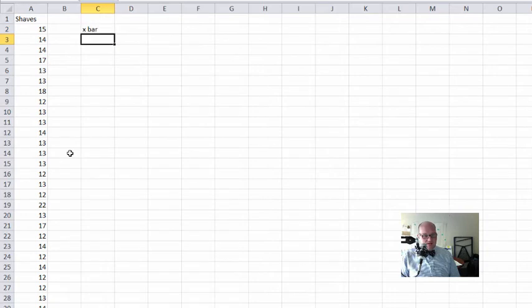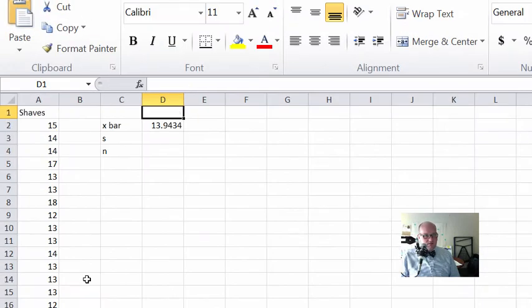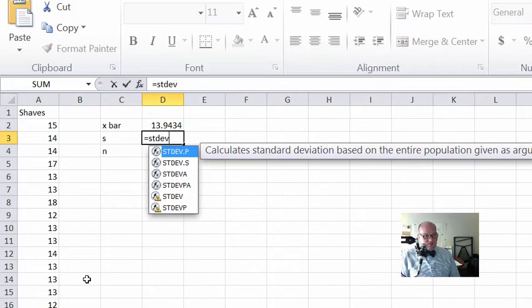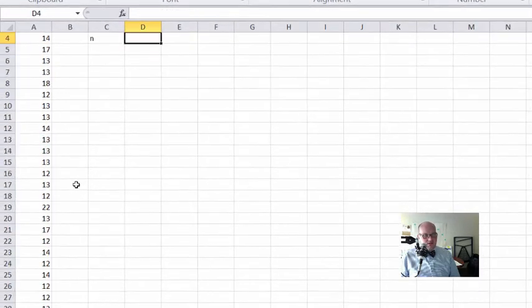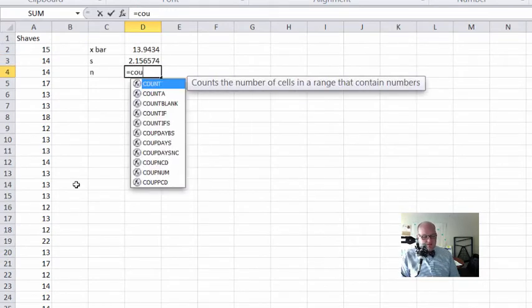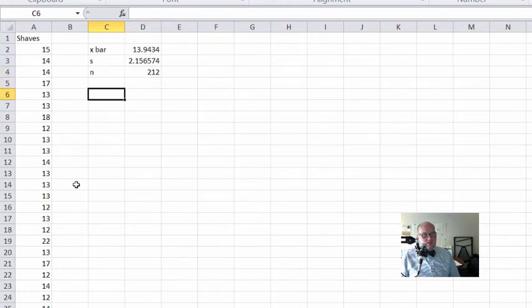We could go and just figure out a bunch of stuff. We need to know the x bar, which we just get with equals average, control shift down, hit enter. Standard deviation: equals STDEV.S, not STDEV.P, because this is the sample. Hit enter. N, how do I find n? That's just a count. I just count how many times there's a number there. So 212. What else? I need some confidence level and an alpha. I can't remember, in the book it probably tells us, but let's just say we have a 95% confidence level, and a 0.05 alpha.